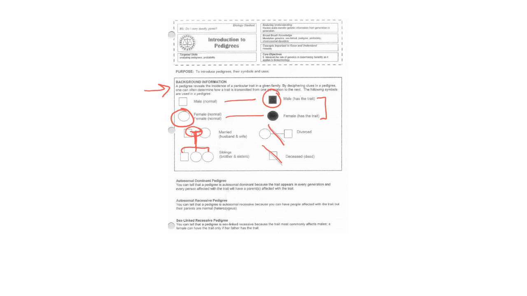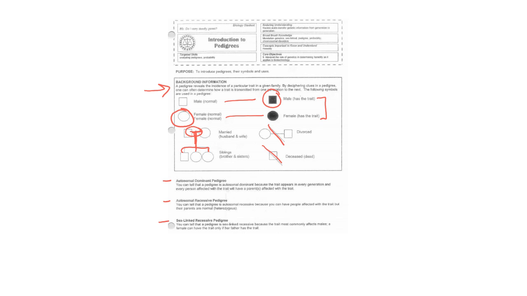Okay, so we have three basic types of pedigrees. So really your expectations are going to be, you're going to be given a pedigree, and then the expectation will be that you can determine what kind of pedigree it is. And then from there, you can do genotypes and Punnett squares from it if you needed to. So we have three basic types of pedigrees: autosomal dominant, autosomal recessive, and sex-linked recessive.